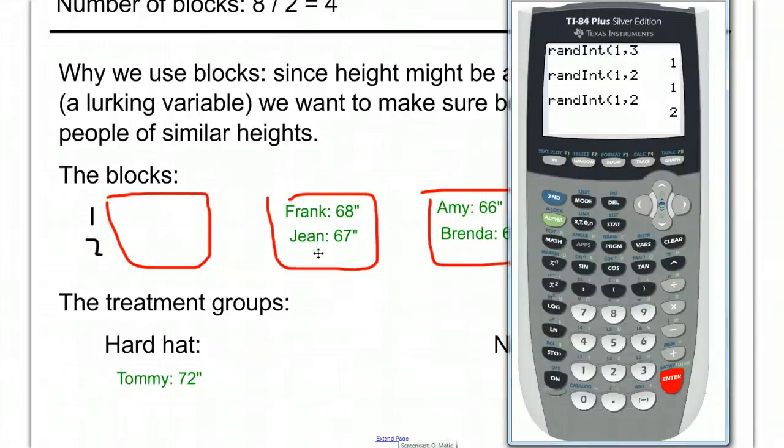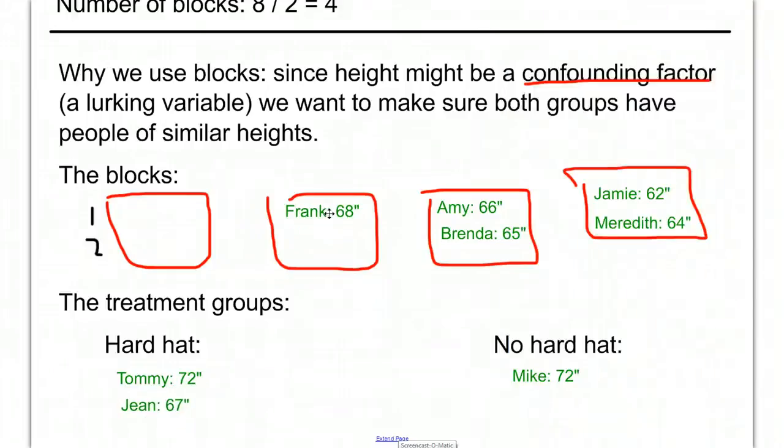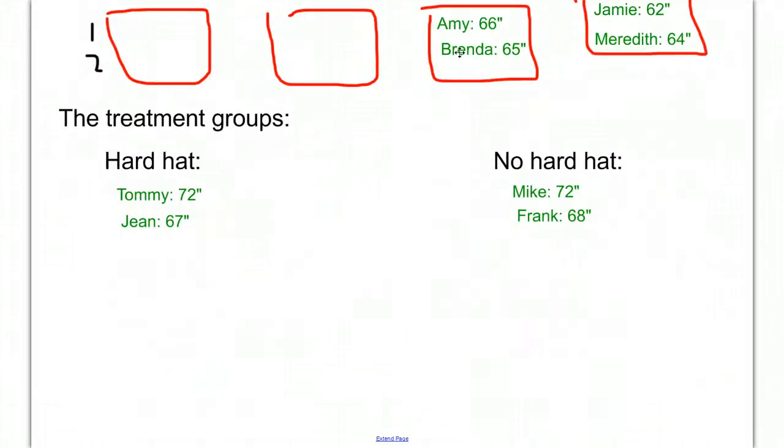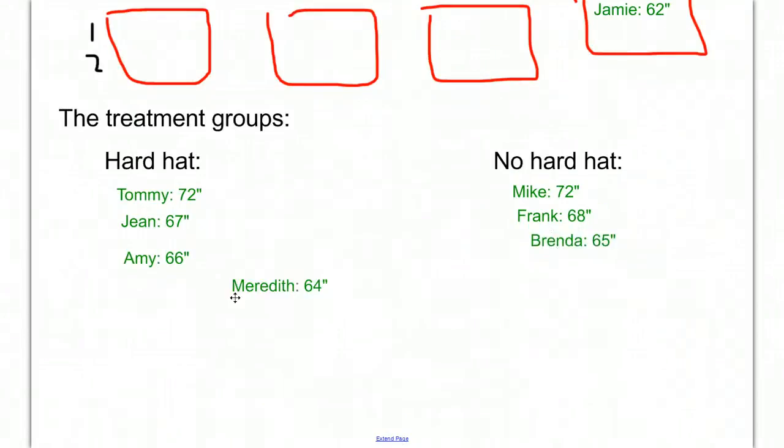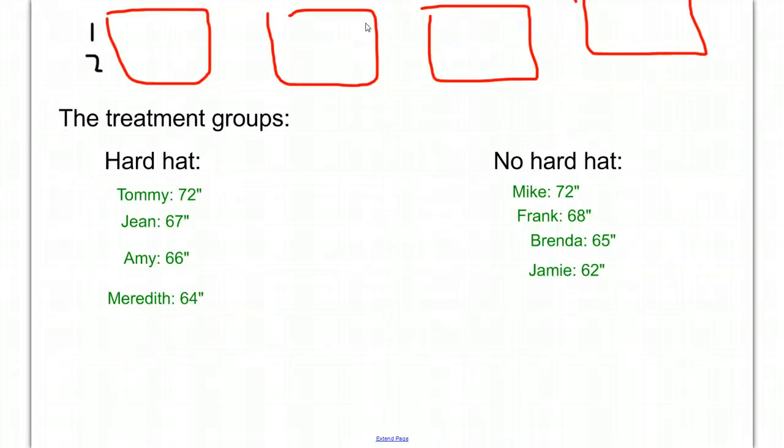Next number we generated was a 2, so Jean will be selected for the hard hat group. Frank will go over here. And you continually repeat that until all of your people have been randomly assigned. So make sure you're generating a random number for each separate treatment group. Then you will form group 1 and group 2, or group 1, 2, and 3 as in the previous example. And that is how you block.